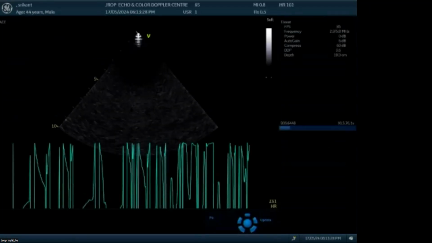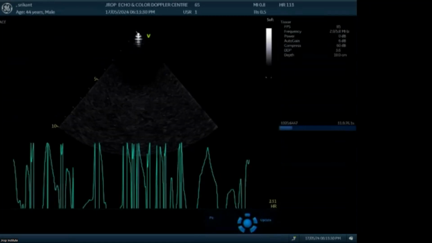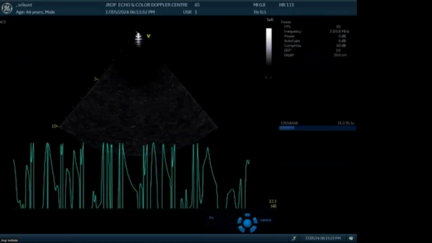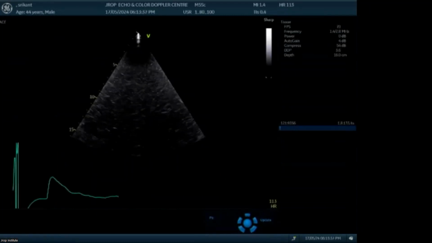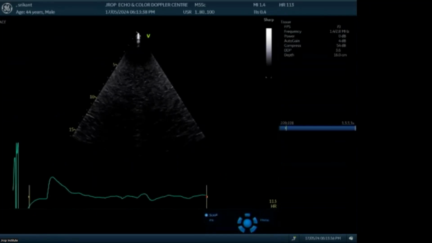Electrocardiogram, the most important parameter for looking at the evaluations, and we are getting the electrocardiogram hooked up in this subject.